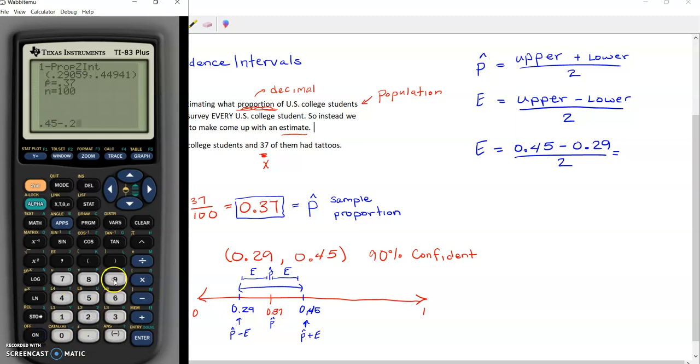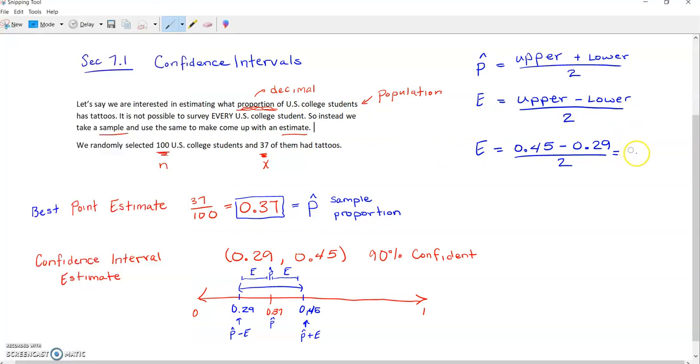Now I am rounding, so this is actually going to be a little less accurate. To do this more accurately, you're going to type all the values, right? You're going to use all the decimal places. But I'm in a hurry, so I'm rounding. So we're getting a margin of error of 0.08. Okay, so if I take 0.37 and add 0.08, I get 0.45. If I take 0.37 and subtract 0.08, I get 0.29. So that margin of error is kind of like the size of the range that we're guessing.